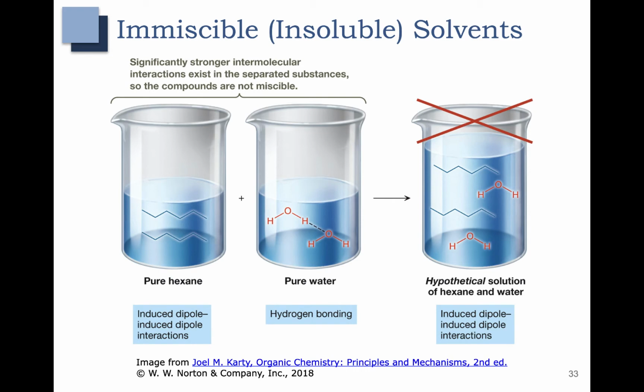So if you were to mix water and hexane, you would get minimal interaction between the water and the hexane molecules. They didn't depict that very well in this picture, but what you would see is two layers, a water layer and a hexane layer.